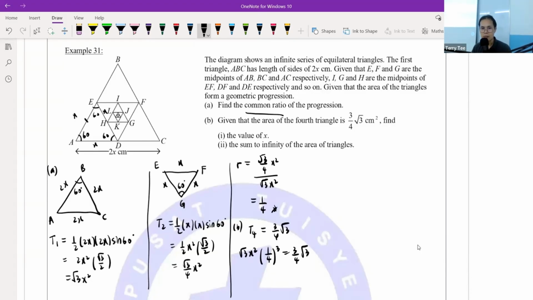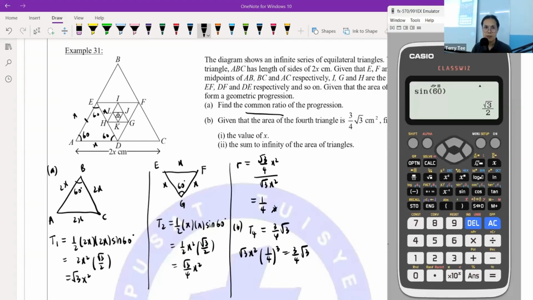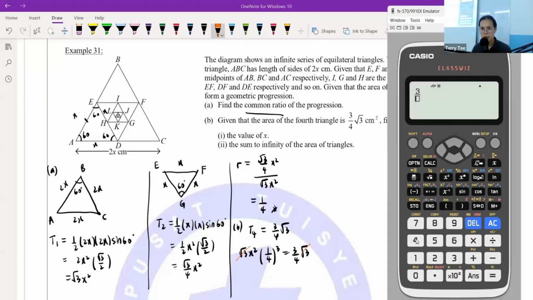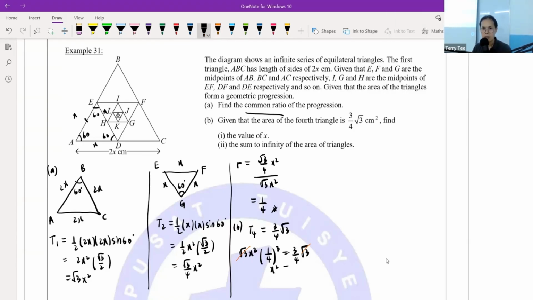Okay, use your calculator. I think we can just cancel this, right? Guys, we can just cancel this root 3, right? And divide this. Okay, this 3 over 4, you are dividing it with, or should I multiply? Multiply with 4 power 3, you should get 48. Well, your x squared is 48. X is, oh, it's not a nice number. You can write square root of 48 as square root of 16 times 3, 4 root 3.